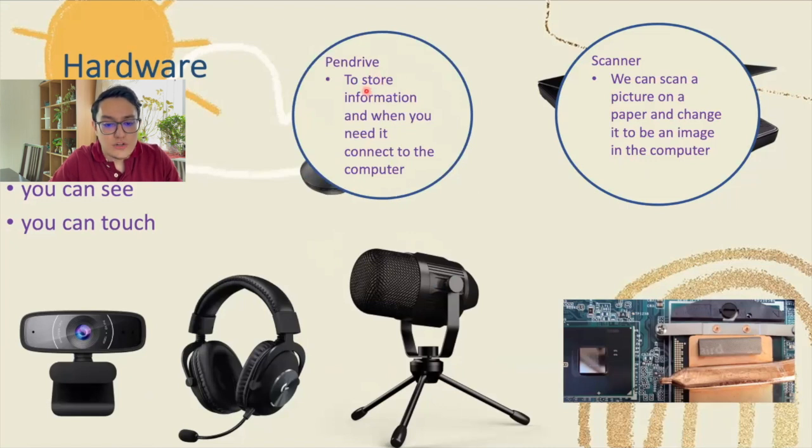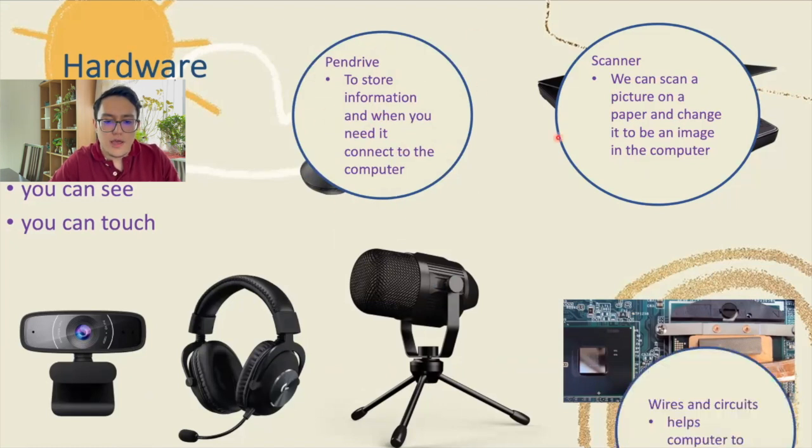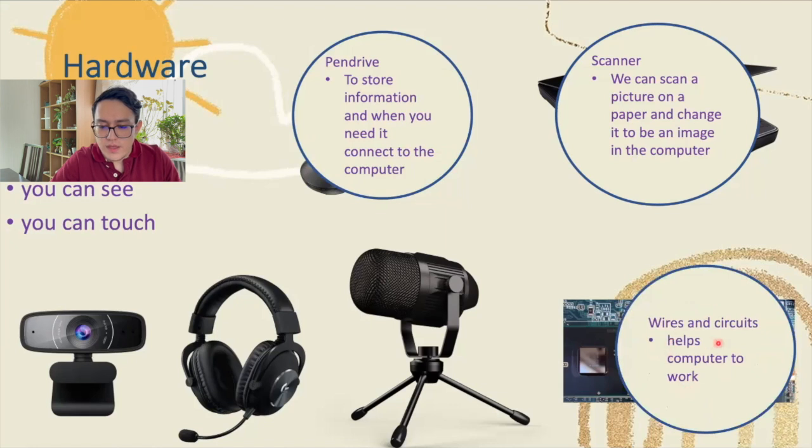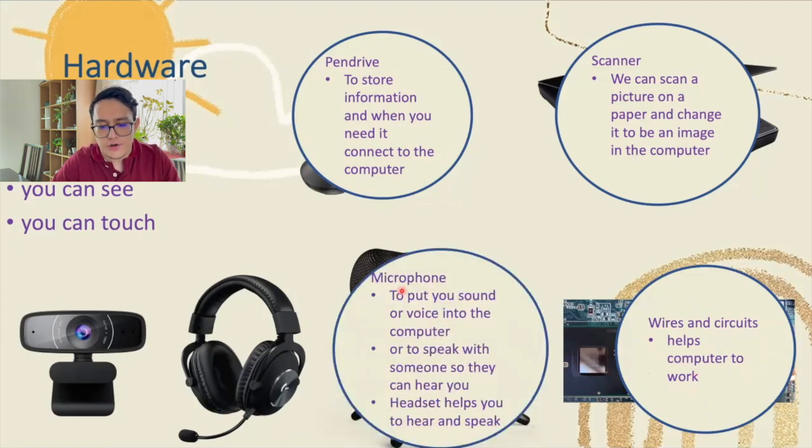Next, we have pen drive. Pen drive, you can store the information you want. You can keep all the important stuff that you want. For example, your pictures, music, and video games, you can put it on a pen drive. Next, we have wires and circuits. It helps computer to work better and faster.